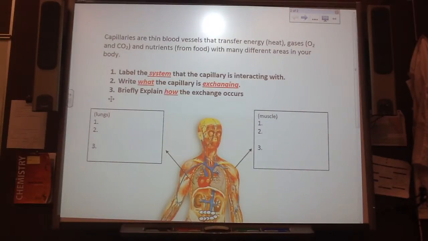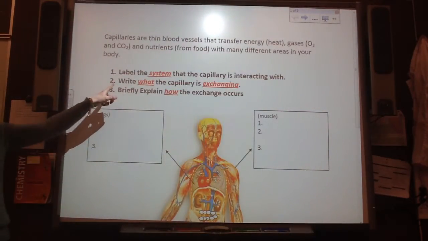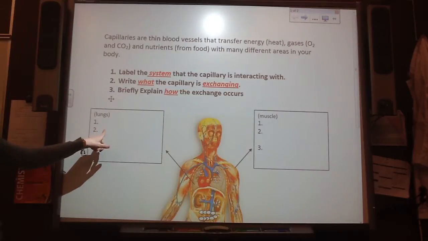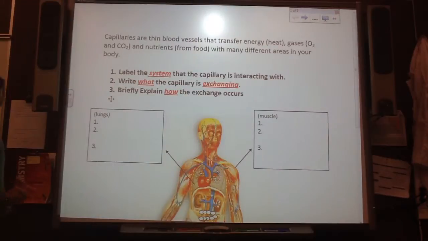So capillaries are thin blood vessels that transfer heat, we know that, gases, O2 and CO2, and nutrients from food with many different areas in your body. We've talked about 4 so far. It's not limited to just 4, but we've talked about 4. So we'll label the system that the capillary is exchanging with, write what the capillary is exchanging, and then briefly explain how. So like which way would it go.